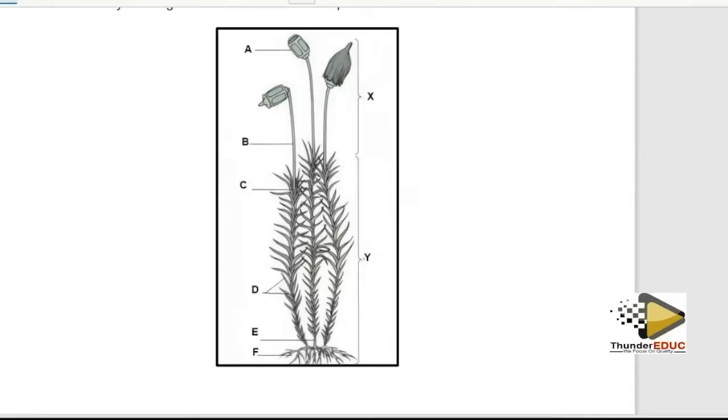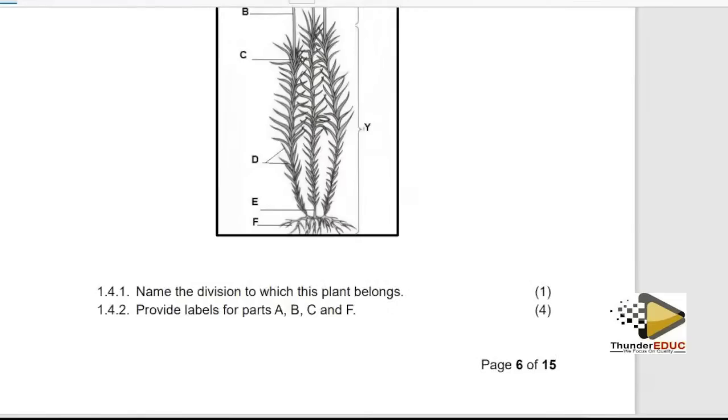Anyway, let's just focus on what is being asked. Name the division to which this plant belongs. This is a bryophyte. They're saying provide A, B, C, and F.